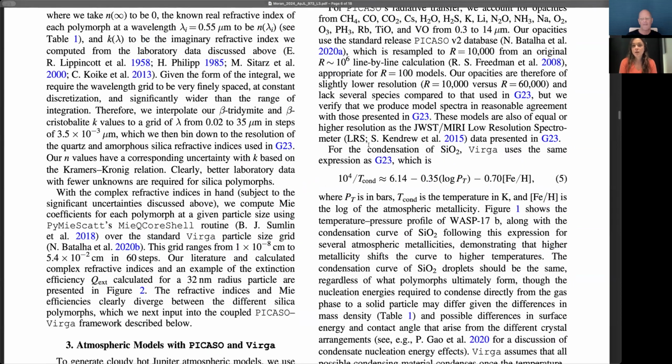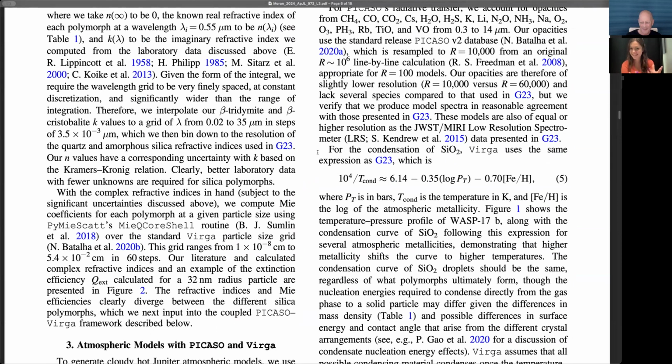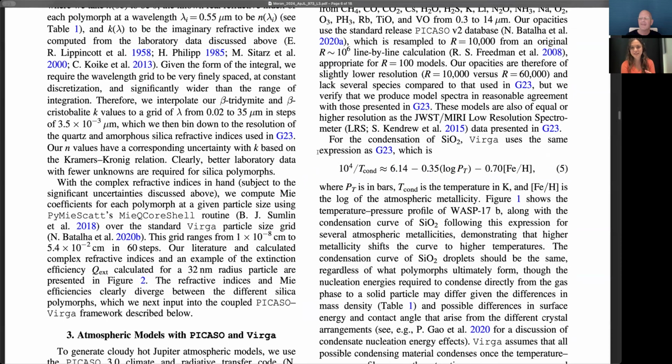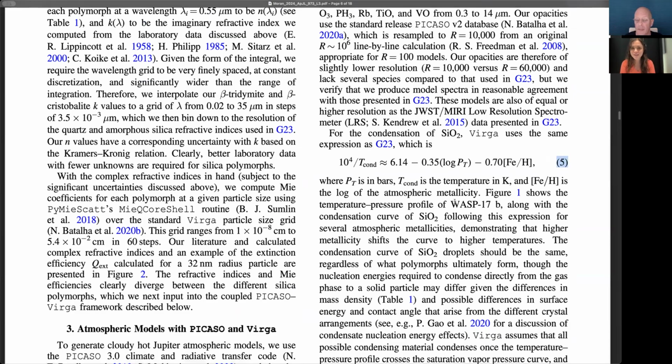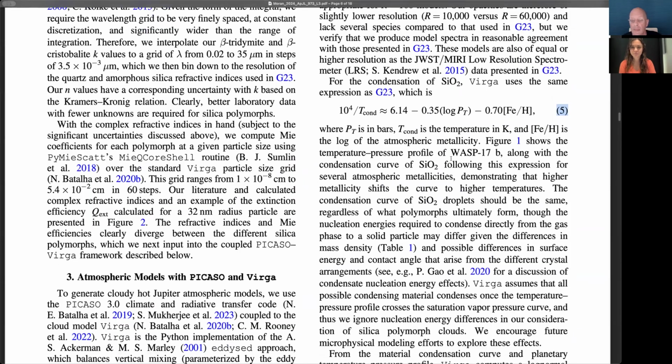Yeah, I'm familiar with that problem. Very good. The next thing you have to do is account for the cloud formation process. And so just the condensation curve of SiO2, which is what you saw way back in figure 1, those dotted lines. This is just the analytic expression of that, which is important for our cloud model to run.